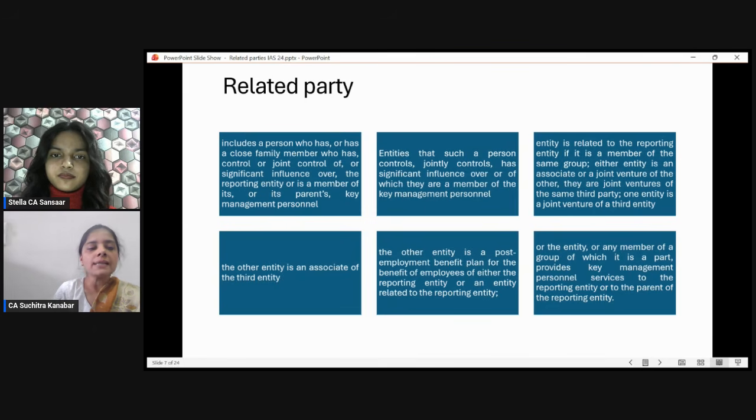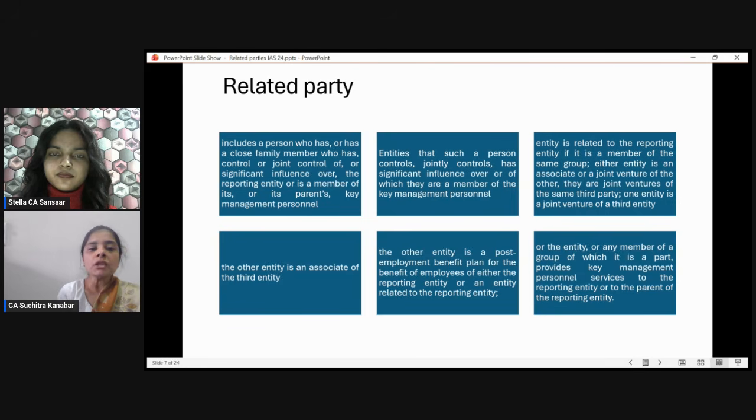The other entity is an associate of a third entity. The other entity is a post-employment benefit plan for the benefit of employees of either the reporting entity or an entity related to the reporting entity. Now here the post-employment benefit plan would generally include some charitable trust which has been formed, or it could be a gratuity trust which has been formed by the organization for the benefit of the employees. Or the entity, or any member of a group of which it is a part, provides key management personnel services to the reporting entity or to the parent of the reporting entity.